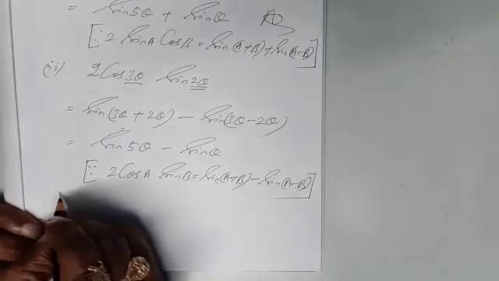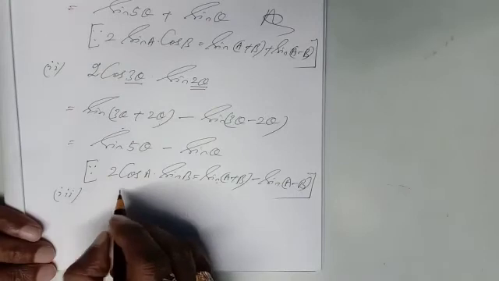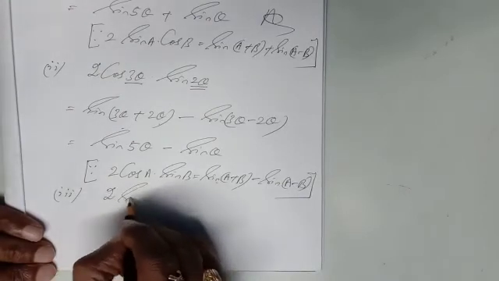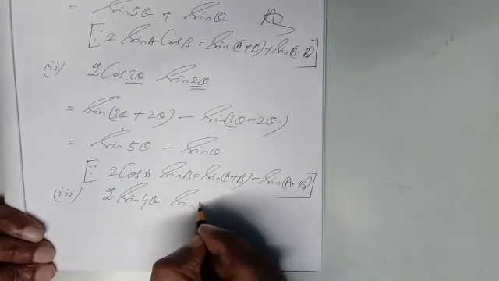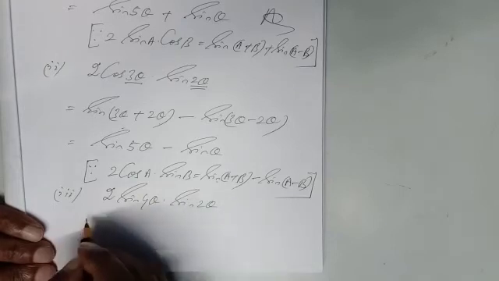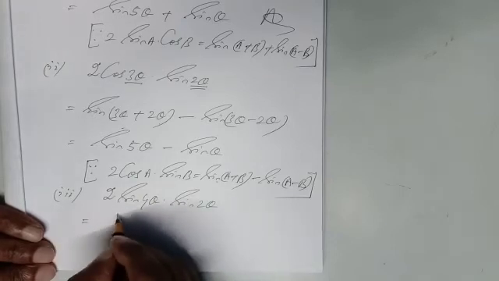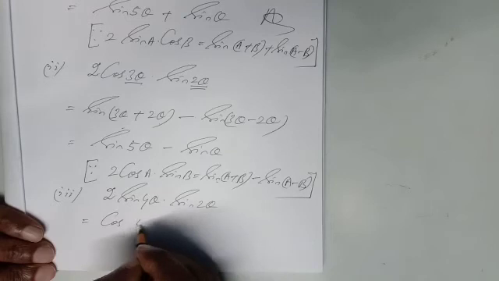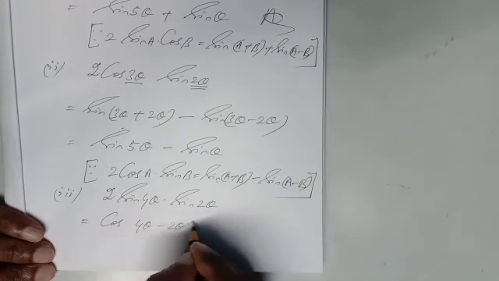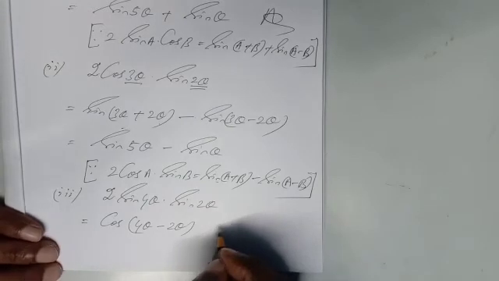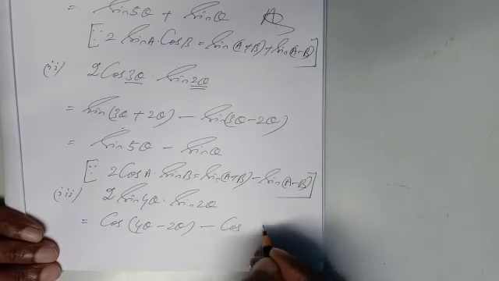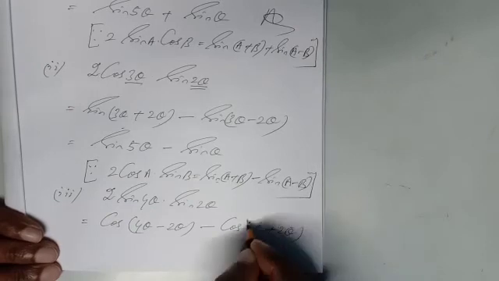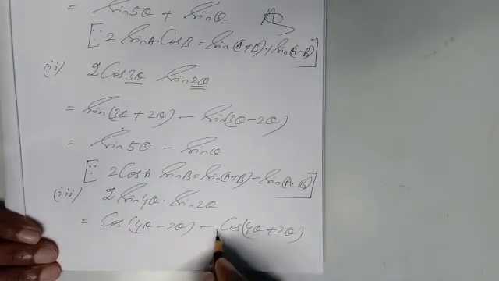Next I am going to the third part. Third part question is given 2 sin 4 theta into sin 2 theta. That means here you have to apply 2 sin A sin B. The formula which you have to memorize is cos(A minus B), that is 4 theta minus 2 theta, minus cos(A plus B), that means 4 theta plus 2 theta.